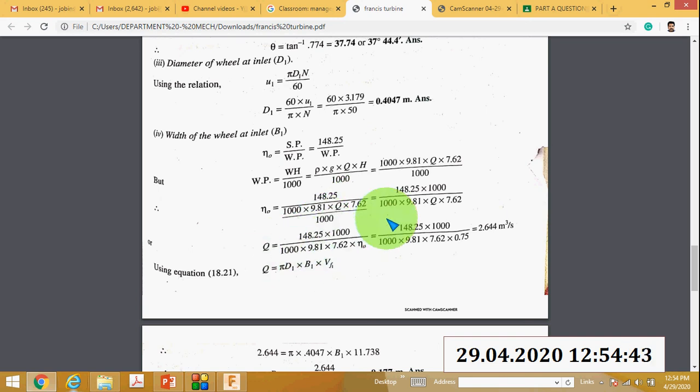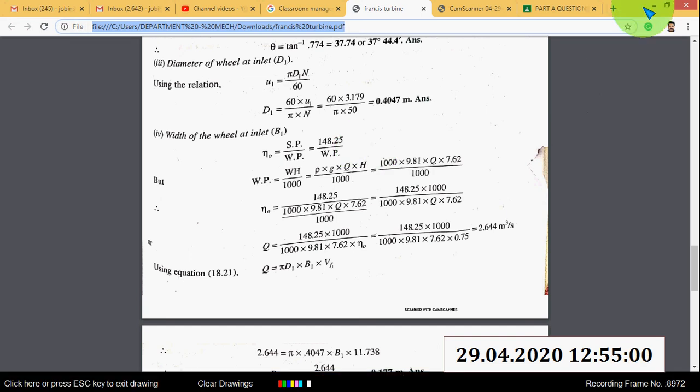q. So you have to find out the value of q from this equation. Overall efficiency is given, shaft power is given, and the water power equation is rho g q h by 1000. So the unknown term is q, so you have to find the value of q. The value of q is 2.66 meter cube per second.